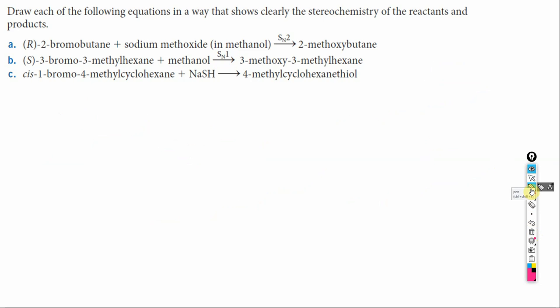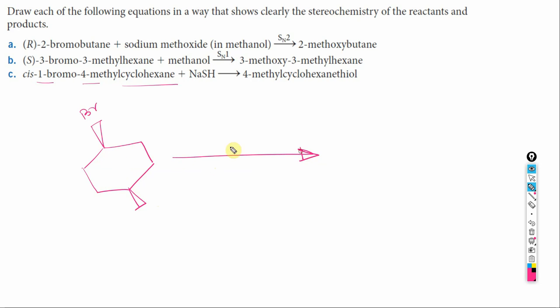Okay. For problem C, we have 1-bromo-4-methylcyclohexane. So 1-bromo, 4-methyl, and this is a cis molecule. So let's draw it like that, so that we know that this is a cyclohexane ring, and the bromine and the methyl are on the same side of the cyclohexane ring. That reacts with sodium bisulfide, so NaSH. Sodium bisulfide or sodium hydrogen sulfide, they both refer to the same compound.